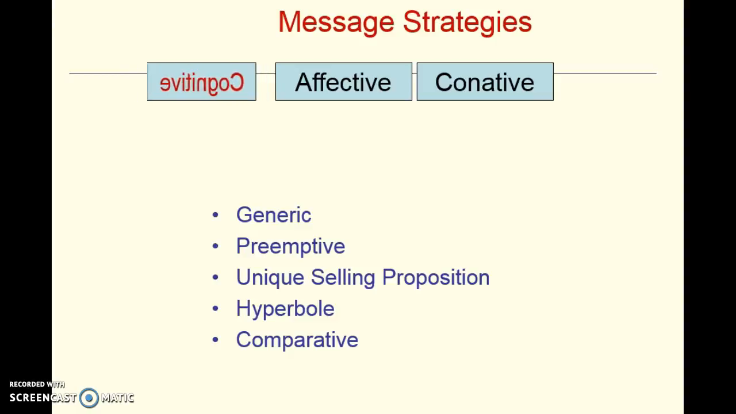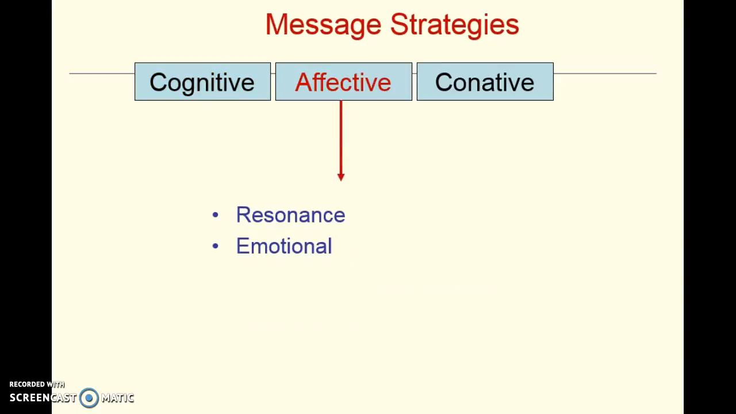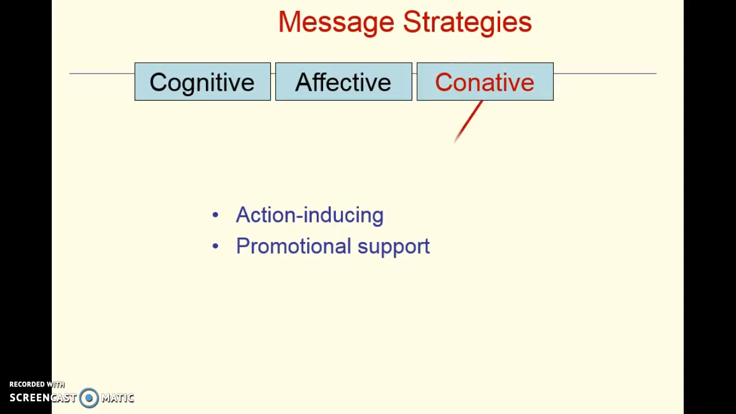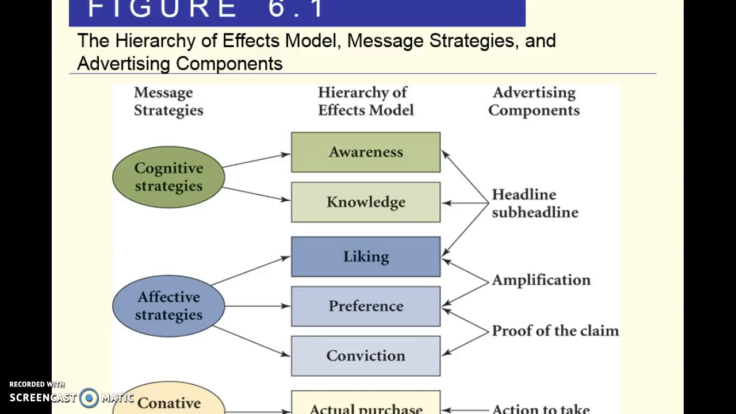Message strategies. Cognitive. We have 5 message strategies for cognitive: generic, preemptive, unique selling proposition, hyperbole, and comparative. In affective, we have resonance and emotional. Porsche combines informational and emotional appeals in its communications. In conative, we have action-inducing promotional support.